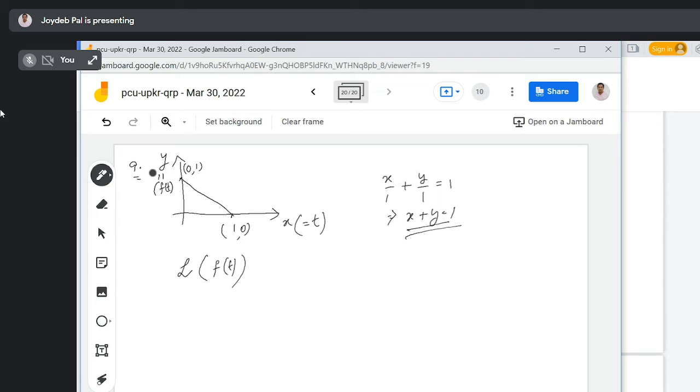Okay, so that is the graph against t and f(t). Therefore, the graph in terms of f(t) is y is equal to 1 minus x. Therefore, I can write f(t) is equal to 1 minus t. Right?